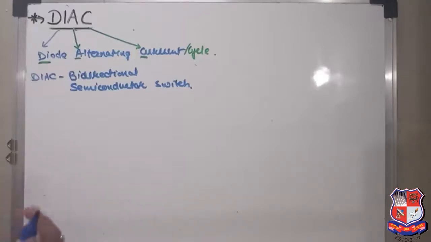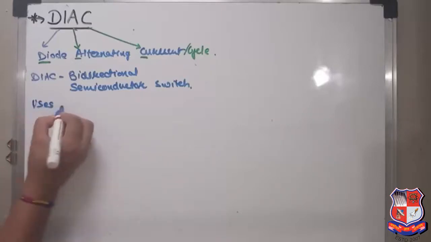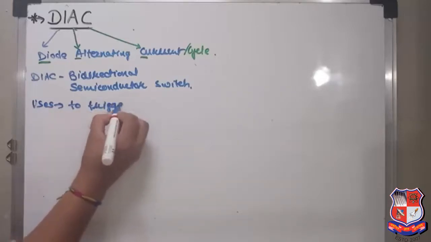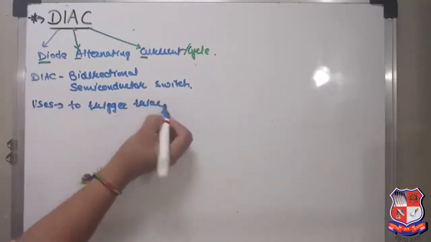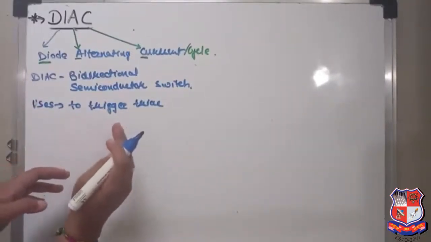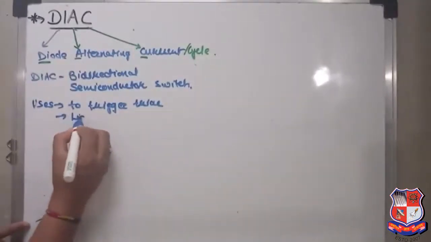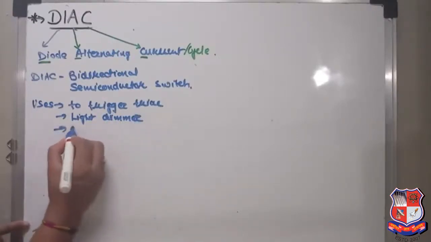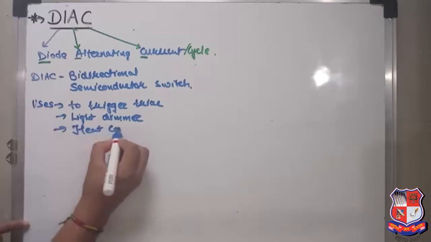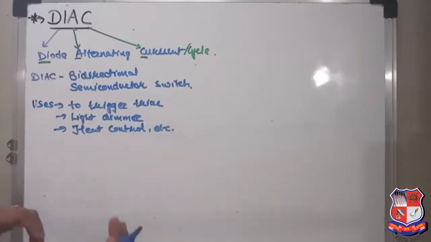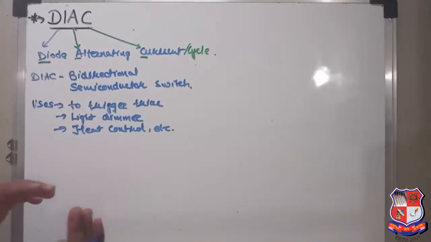Now what is the main use of a diac? The main use of a diac is that it is used to trigger the triac. Mainly it is used in combination with the triac for triggering of a triac, and other uses are in light dimmer circuits, then heat controllers, and so on. So mainly we can say that it is a bidirectional switch which is mainly used to trigger the triac.